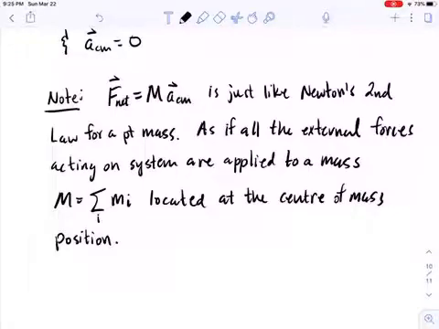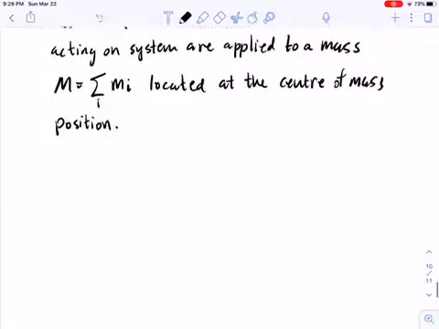So that's really a pretty extraordinary thing. You could have a system with as many particles as you like. There could be as many complicated internal interactions as you want, and all it boils down to is that you could just take all the external forces acting on that system, apply them to the position of the center of mass, and the system's center of mass acceleration will just be that total net force divided by the total mass of the system. So let's do an example.